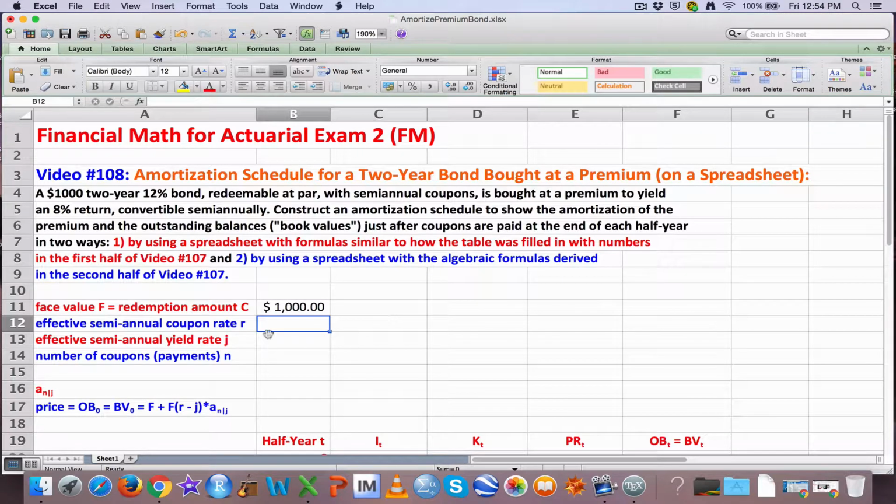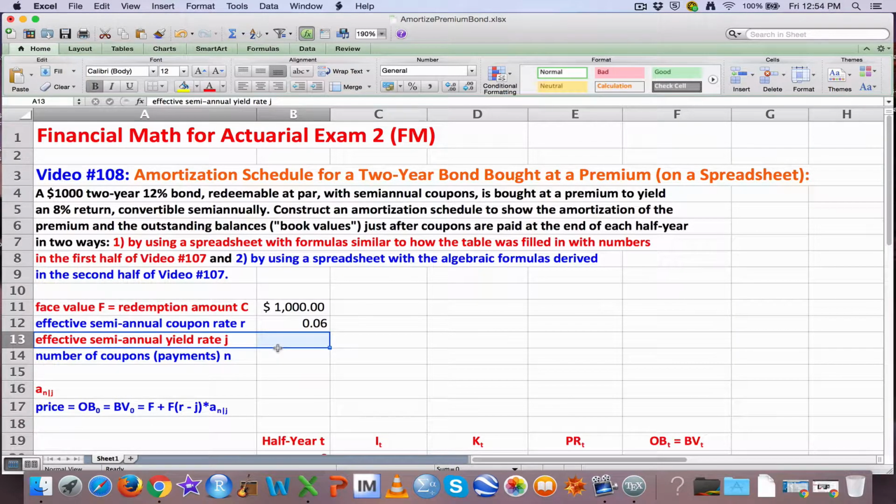The effective semi-annual coupon rate R will be half of 12% is 6%. I'll type that in as a 0.06. I could make this a percent, and the spreadsheet would keep track of it as a 0.06 by hitting this percent button up there, but I think I'll just leave it as 0.06.